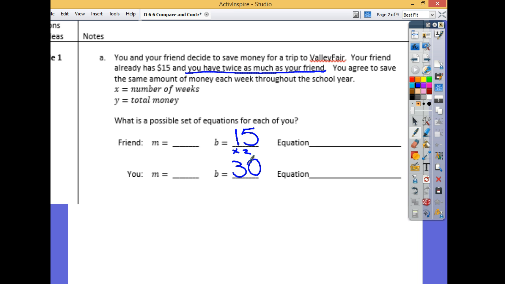You agree to save the same amount of money each week throughout the school year. And I think there's like 36 weeks in a school year? Does it tell us how much you and your friend decided to save? So could we all come up with different answers for this one? Yes. But just as a group, let's come up with something. What do you think would be a good amount of money that you and your friend decide to save every week? $30 a week? Okay.